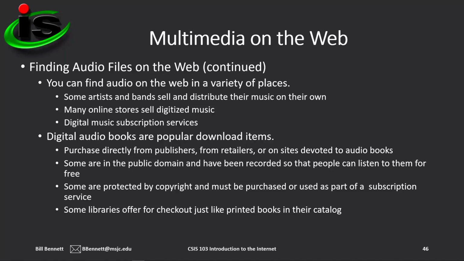You'll find audio on the web in a variety of places. Some artists and bands sell and distribute their music on their own. Many online stores sell digitized music, and digital music subscription services are available as well. Digital audiobooks are popular download items. You can purchase them directly from the publishers, from retailers, or on sites devoted to audiobooks. Some are in the public domain and have been recorded so that people can listen to them for free. Some are protected by copyright and must be purchased or used as part of a subscription service. And some libraries offer checkout, just like printed books, in their catalog.